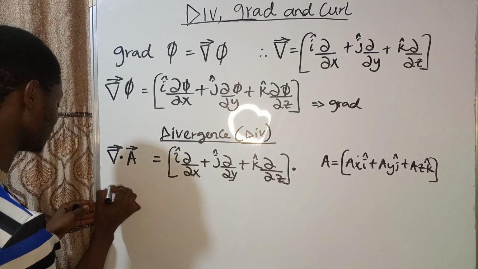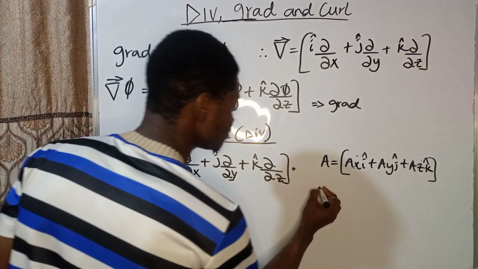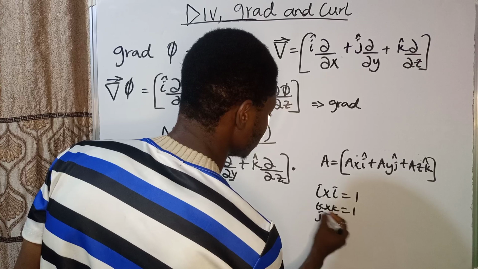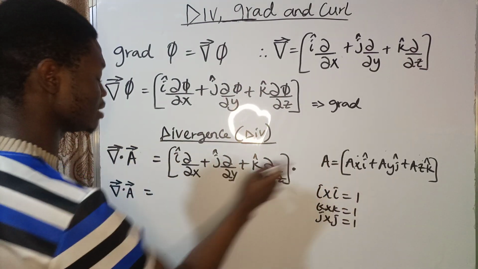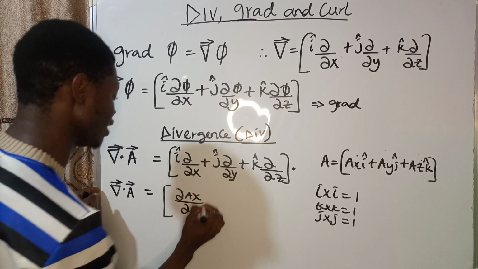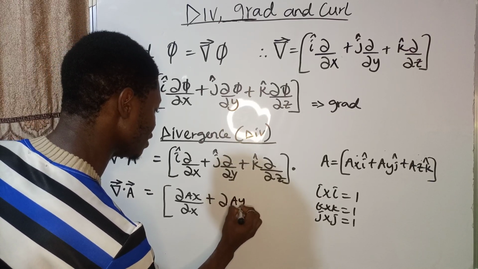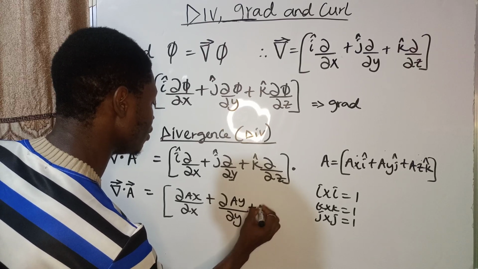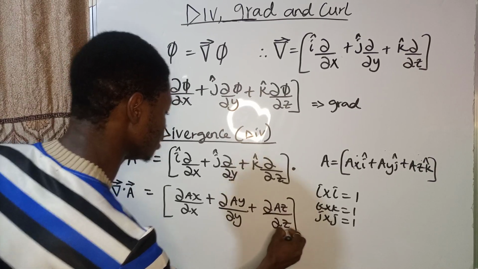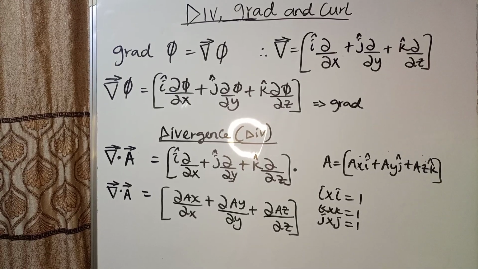So when this multiplies this, we are going to have Nabla times a vector. Remember, i times i is equal to 1, j times j is equal to 1, k times k is equal to 1. So we apply it here. This times this, we are going to have partial derivative of A_x all over partial derivative of x, plus, multiplying this one, it is still the same, partial derivative of A_y all over partial derivative of y, plus partial derivative of A_z all over partial derivative of z. So that is for divergence.